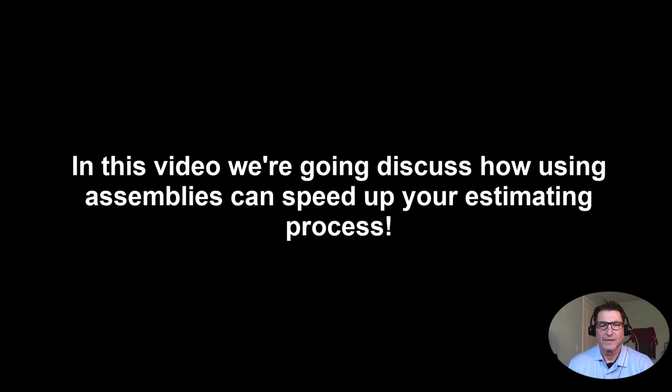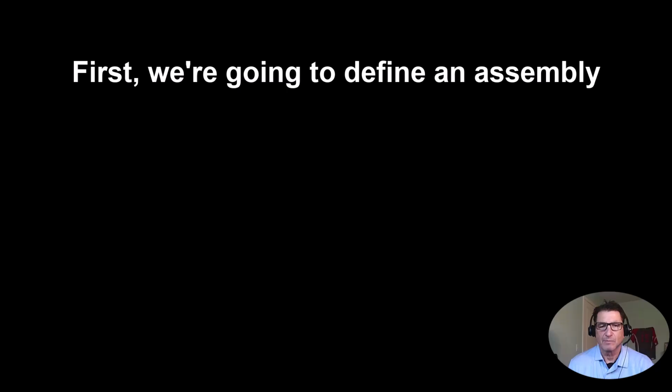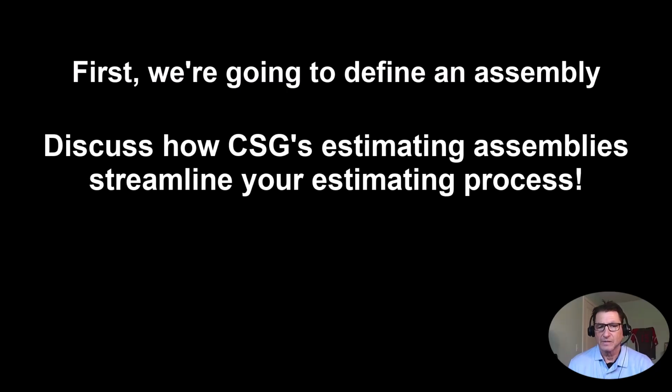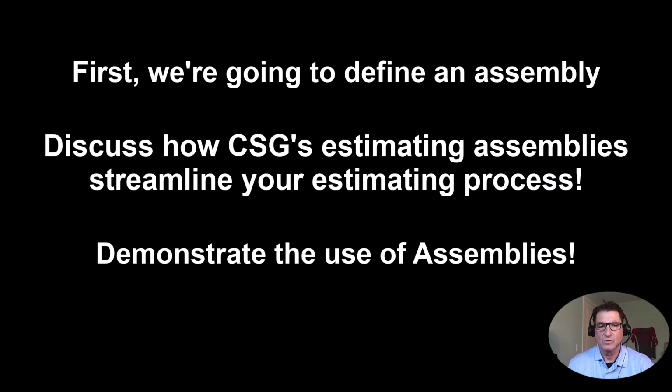In this video, we're going to discuss how assemblies can speed up your estimating process. First, we're going to define what an assembly is in the context of estimating. Second, we're going to discuss how CSG's estimating assemblies can streamline the estimating process, saving you time while improving accuracy. And third, we're going to demonstrate the use of assemblies directly within a bid using CSG's estimating tools.